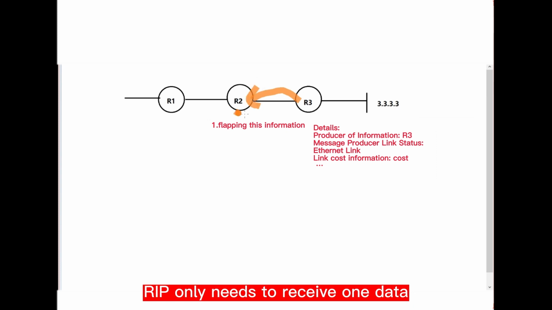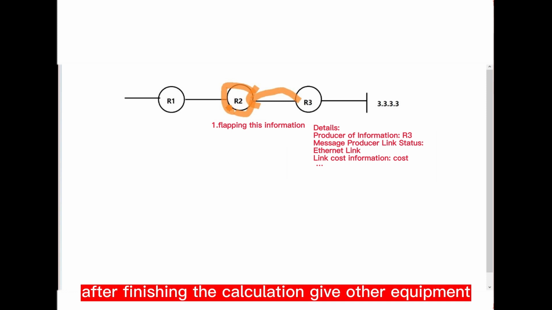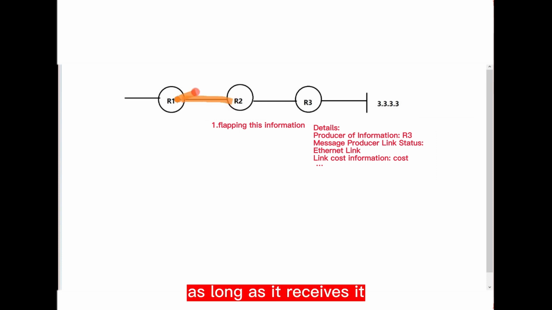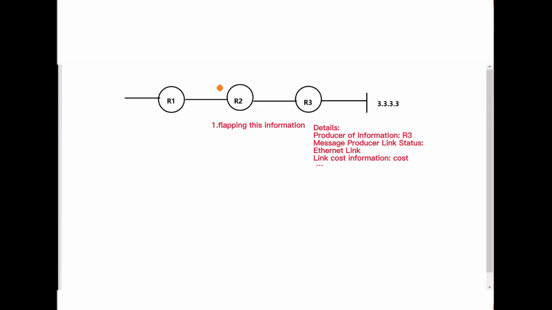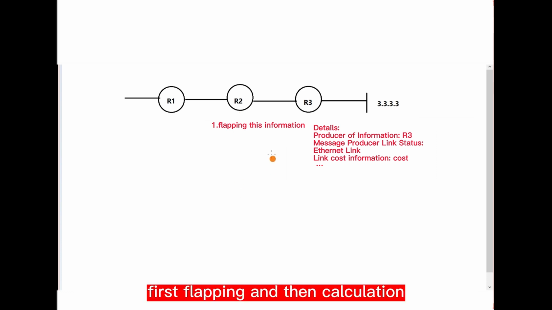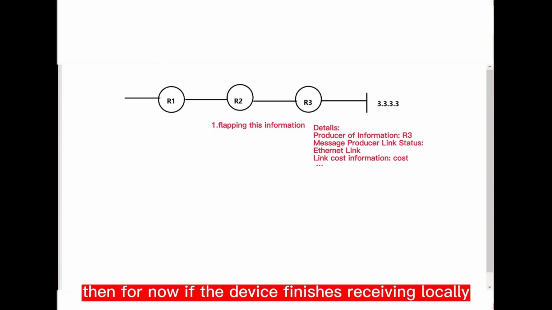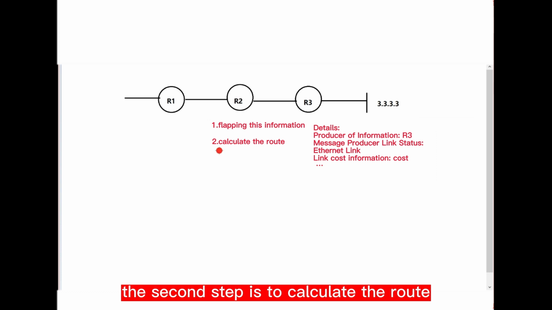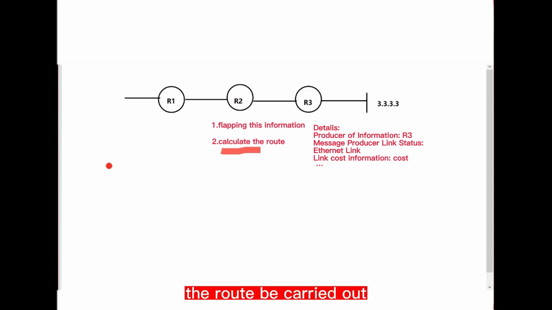So you will find it is not the same as RIP. RIP only needs to receive one piece of data, must calculate locally, and after finishing the calculation, gives it to other equipment. OSPF is different. As long as it receives it, it will send a copy to other devices, then calculate locally. Therefore, the propagation efficiency of OSPF is relatively high. First flooding and then calculation. This is the first step. After flooding, the second step is to calculate the route.